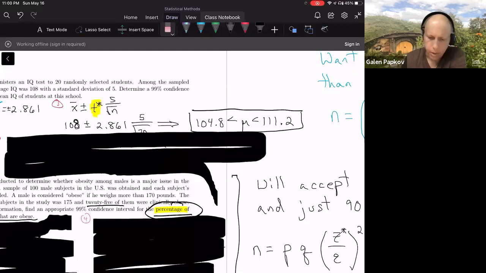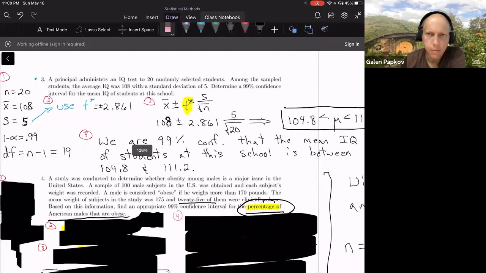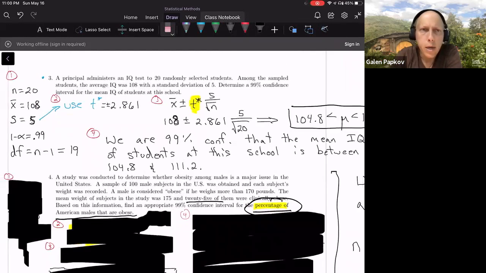So what does it mean? Now we want to interpret. So we are 99% confident that the mean IQ of students at the school, that's your population, is between the values that I said before, 104.8 and 111.2. Again, those are the 3 components that I'm looking for when interpreting any confidence interval. So 1 had the population standard deviation, 3 did not. So they had to give you s, which they did.